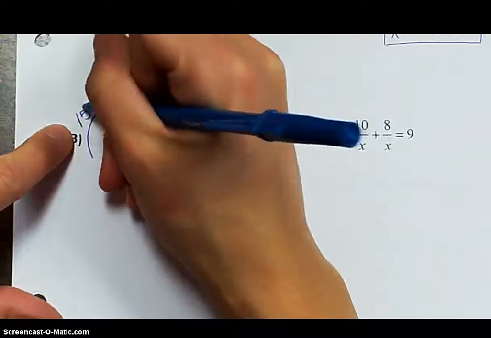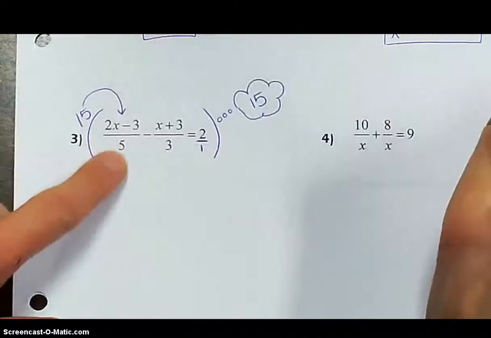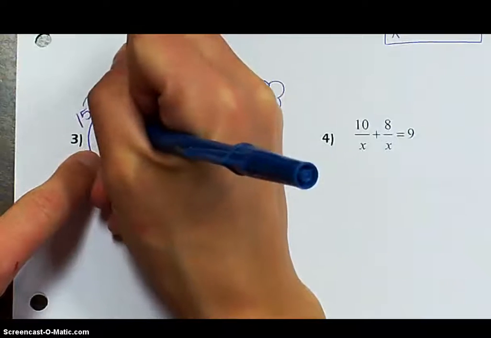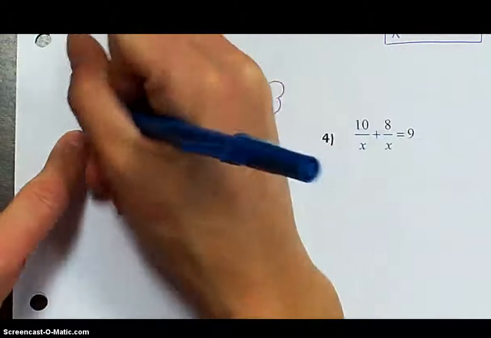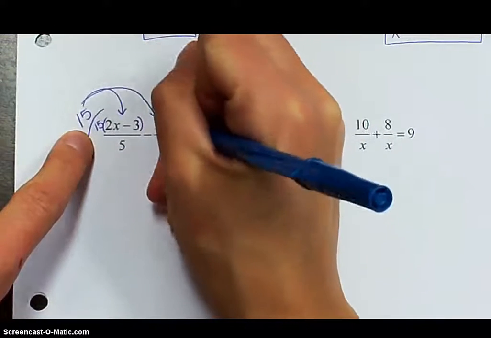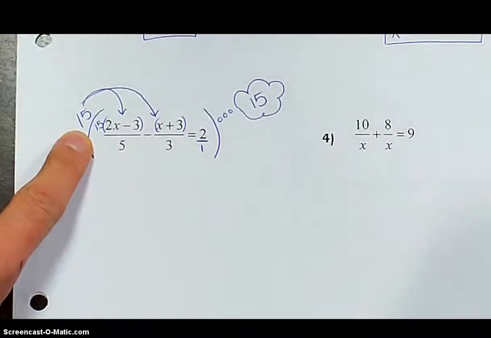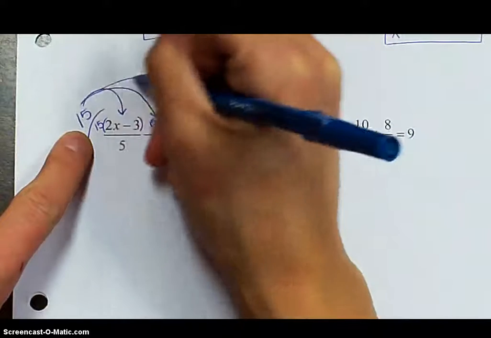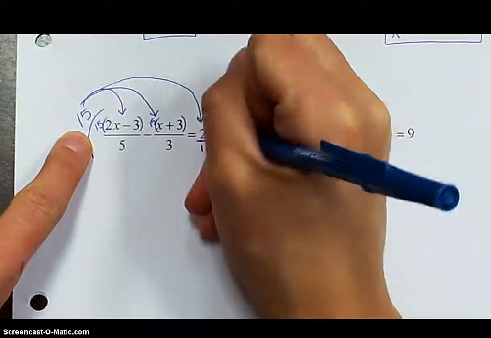We're going to multiply 15 to the first term, but that's a binomial, so I'm going to put it in parentheses and put a 15 in the front. Then I'm going to multiply 15 to the second term. Again, that's a binomial, so I'm going to put it in parentheses and put a 15 in front. And then I'm going to multiply 15 to the last term.